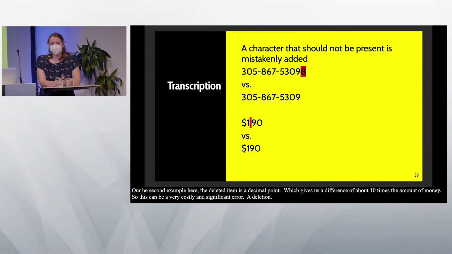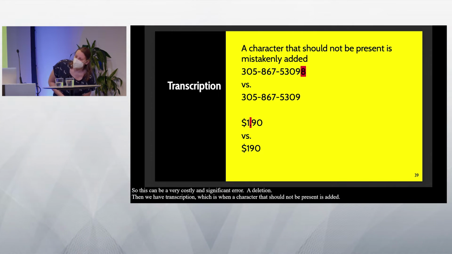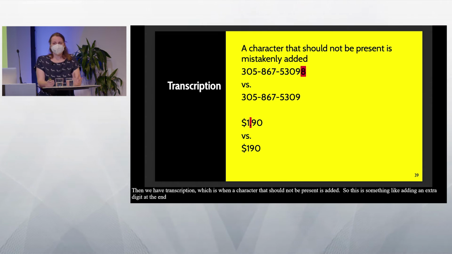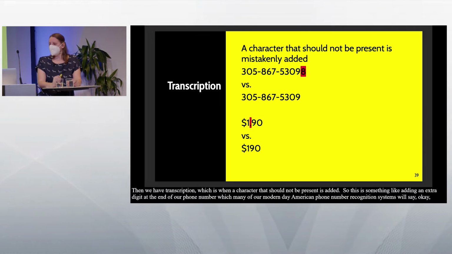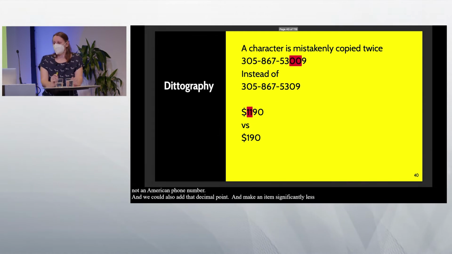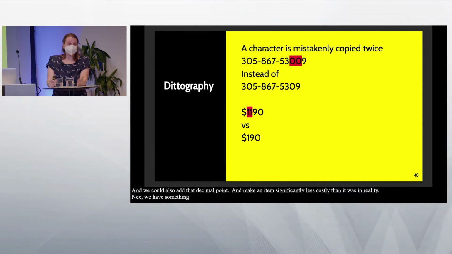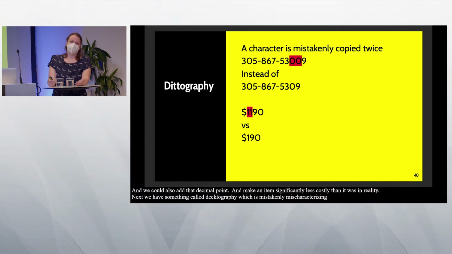Then we have transcription, which is when a character that should not be present is added. So this is something like adding an extra digit at the end of our phone number, which many of our modern day American phone number recognition systems will say, oh, hey, that's not an American phone number. And we could also add that decimal point and make an item significantly less costly than it was in reality. Next, we have something called dittography, which is mistakenly duplicating a character. So the character does belong there, but it belongs there only one time. So perhaps something that should have cost $190 only cost $1,190. Small error, right?